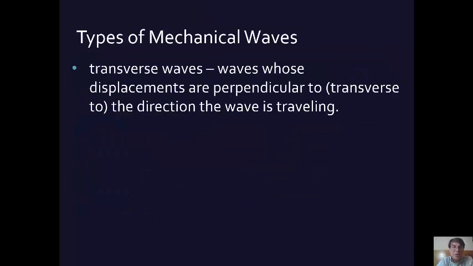First of all, we can speak of transverse waves. The kinds of waves that I've been using as examples are up and down waves. So a transverse wave is an up and down wave, a wave whose displacement is perpendicular. So if the wave is traveling this way, it's a perpendicular up and down wave.